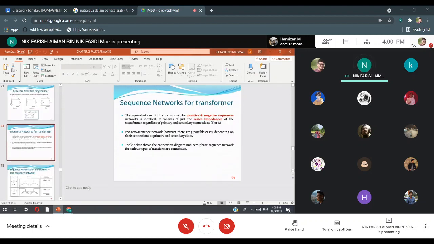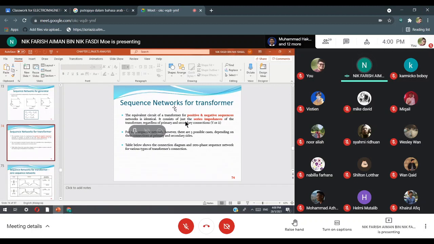The next one is the sequence network for the transformer. Generator, and the next one, of course, is the transformer. You are learning power system elements: generator, second of course the transformer, then the line, which you will see later on in the next slide. Okay, sequence network for transformer.